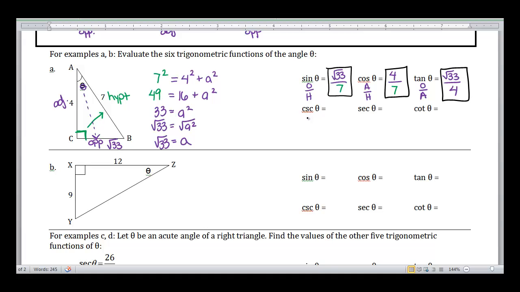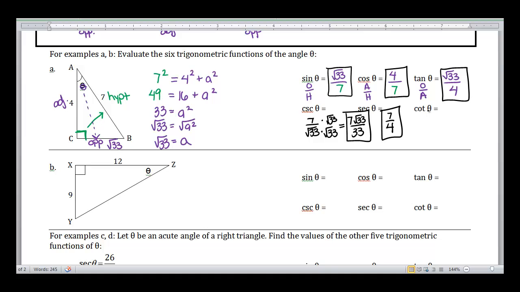Now for cosecant, the reciprocal of sine, that gives me 7 over root 33. It's never proper to leave a radical in the denominator, so I have to rationalize the denominator by multiplying the numerator and the denominator by the square root of 33. That's going to simplify to 7 root 33 over 33. For secant, flipping 4/7 and getting 7/4, that's already simplified, so I'm done.